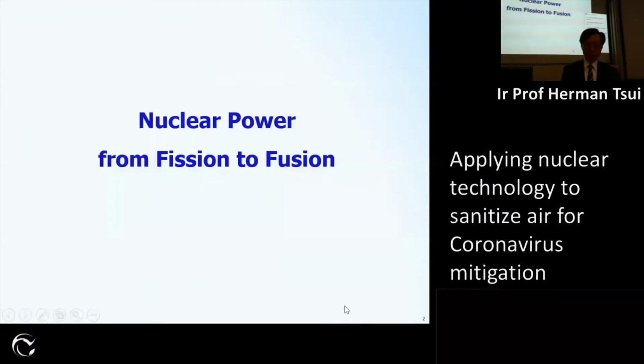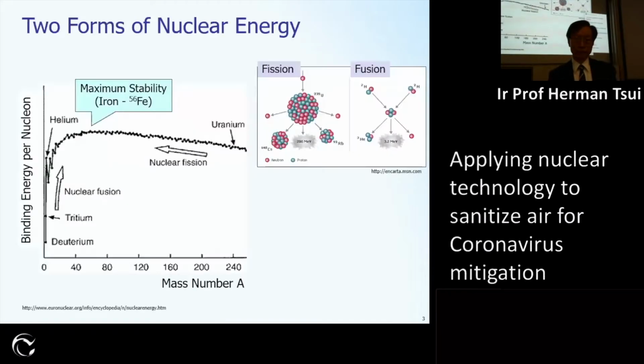Okay, let's start with some brief introduction on nuclear power. I'm sure some of you are quite familiar with this topic already. Now, what is nuclear energy? When we burn something like coal or gas, we release chemical energy and use it for, let's say, heating purposes and so on.